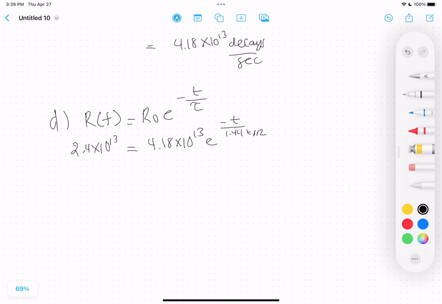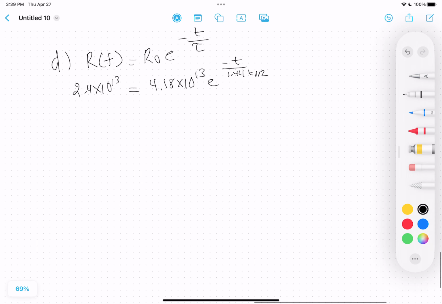Now, let me double check here. I want to make sure. Yeah, in this equation, you can simply just use the half-life in years. You don't have to convert it back to seconds or anything like that. So you just do negative t divided by 1.44 times 5.272. Once you do that, you can isolate for the t. You just divide things over. Once you do, I think you get 0.574 on the left-hand side is equal to e to the negative t over 1.44 times 5.272.